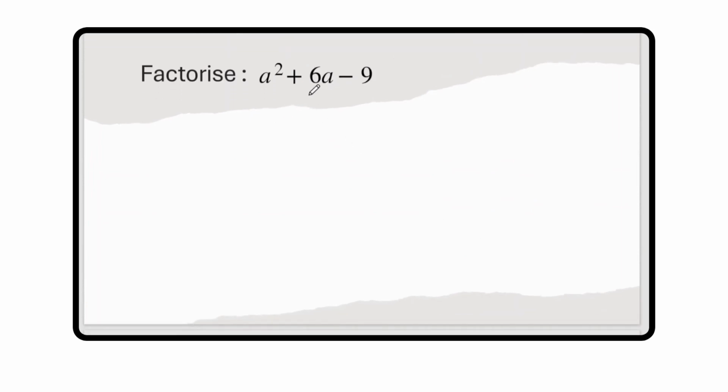a square plus 6a minus 9. So the coefficient of a square is 1, so 1 will be multiplied with 9. It is 1 into 9. Actually, you have to take the sign minus also. So take it as minus 9. Product should be minus 9. So how will you get it? Break the minus 9 in prime factorization. You will get 3 and minus 3.